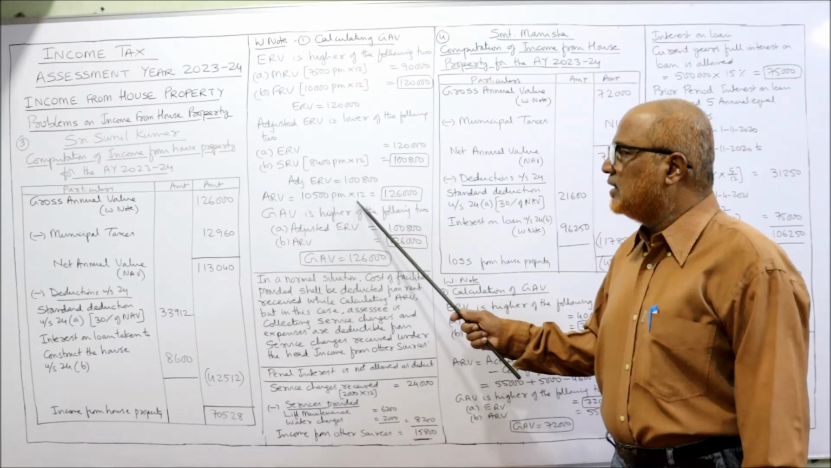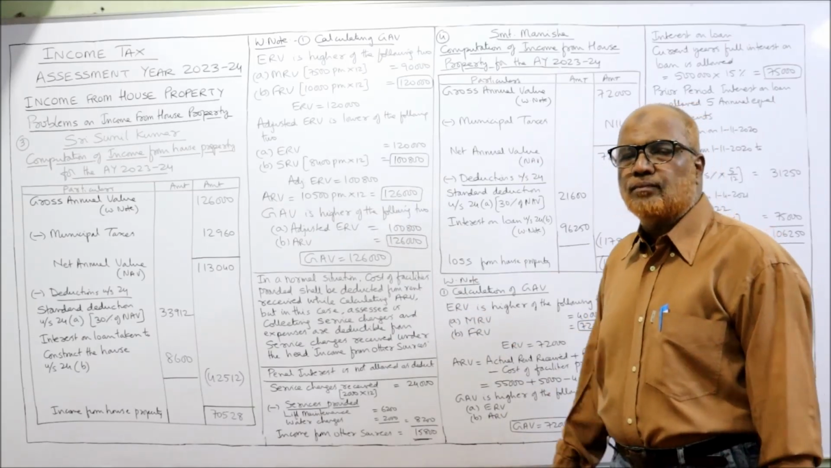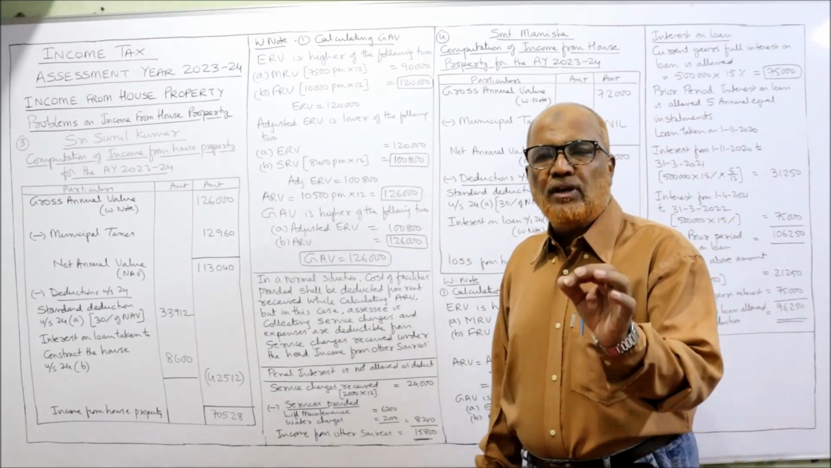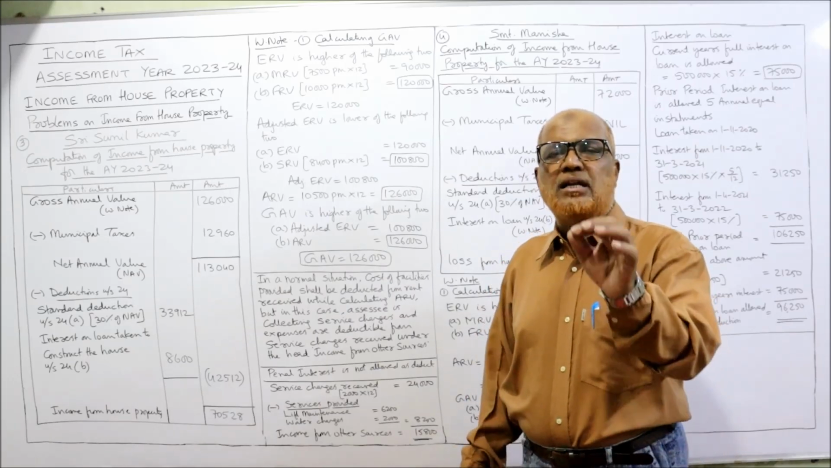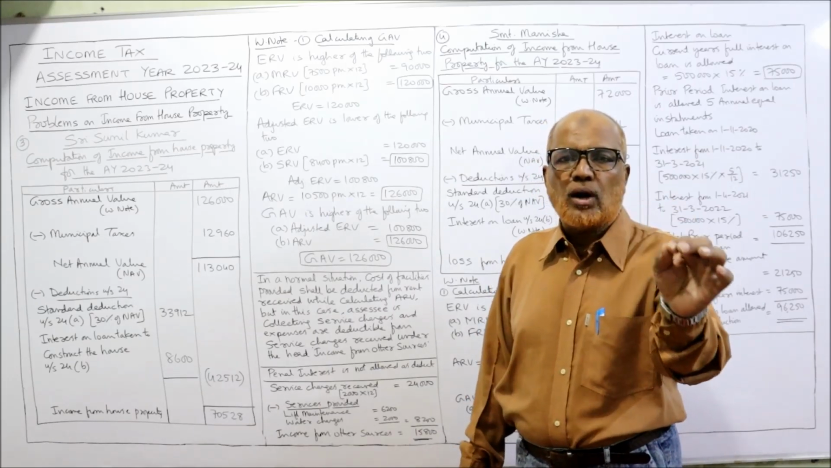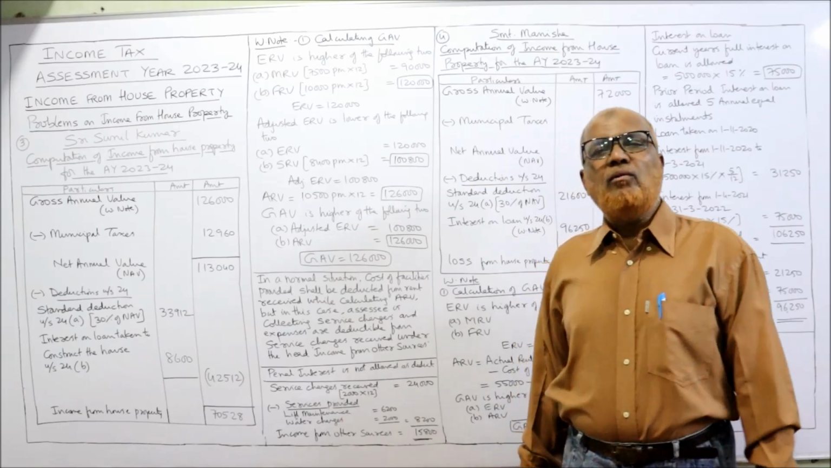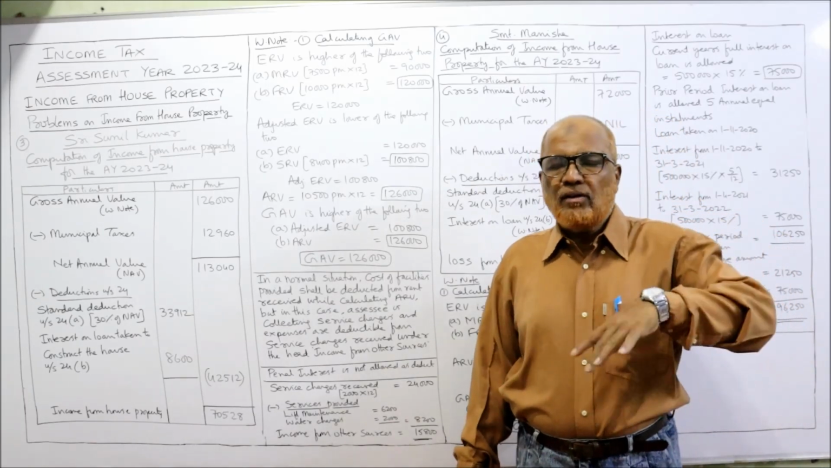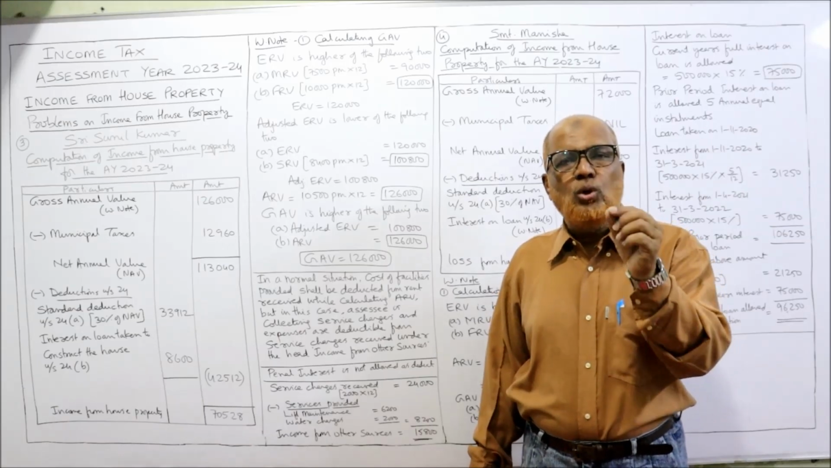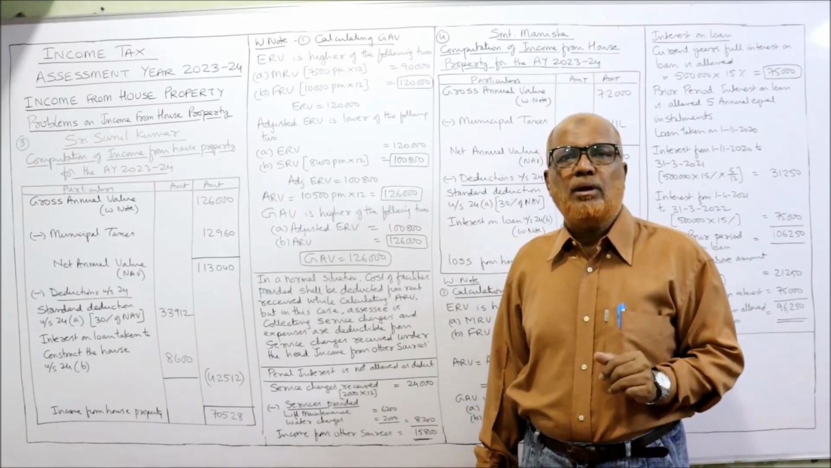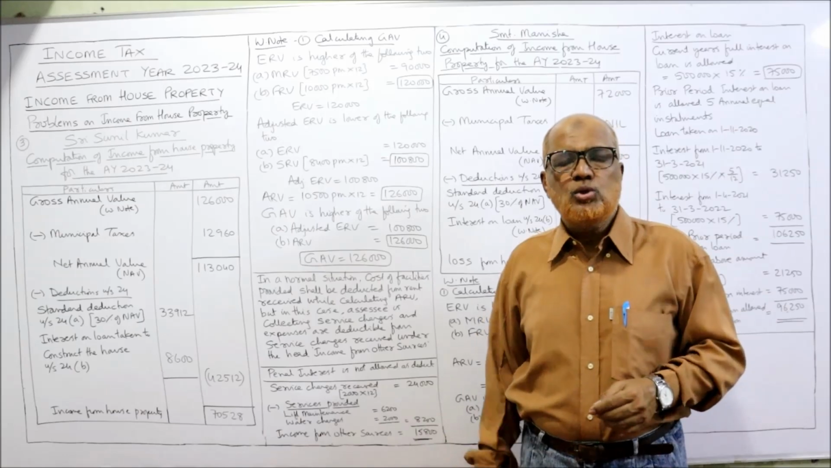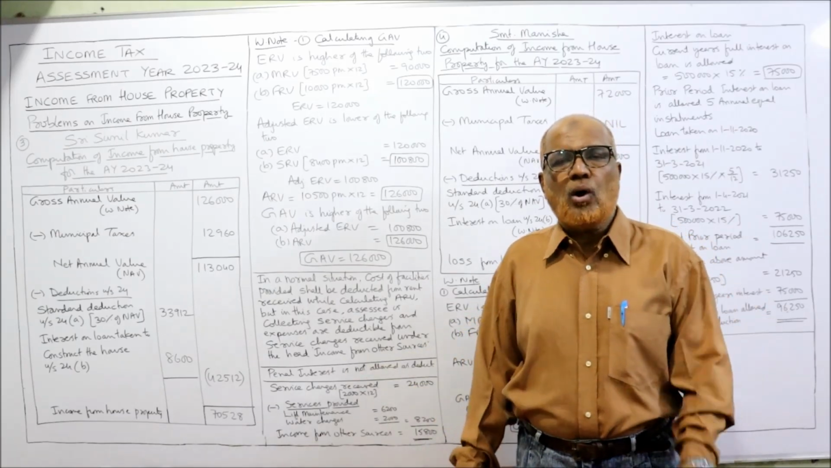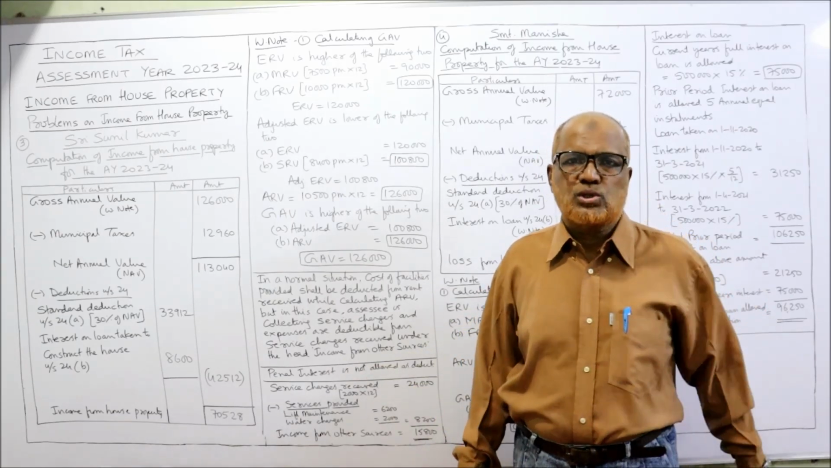So 10,500 into 12, 1,26,000. Lastly, GAV is higher of the following two amounts, adjusted ERV or ARV. Remember, while watching the video, always keep a notebook, calculator, pen ready. Whenever I explain some important provisions, note it down. Then only you will be able to remember. Otherwise, you'll forget it. So many provisions are there. Always maintain running notes.